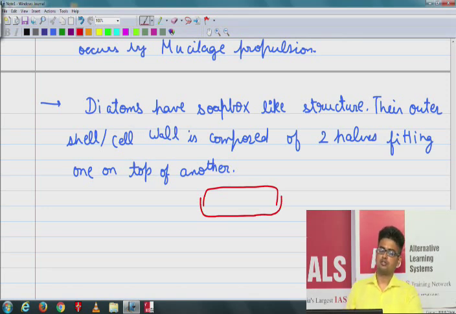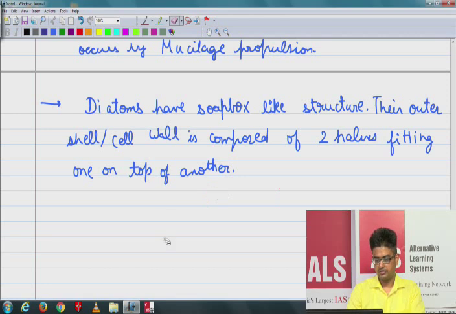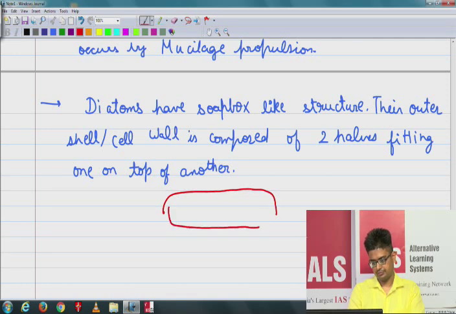One is larger. Okay, let me draw this in a different manner. Let me draw the upper one bigger. This lower one shorter. This is the structure of all kinds of diatoms. They may be of very different shapes. They may be circular, triangular, rectangular, polygonal, but always they have two halves. Okay.